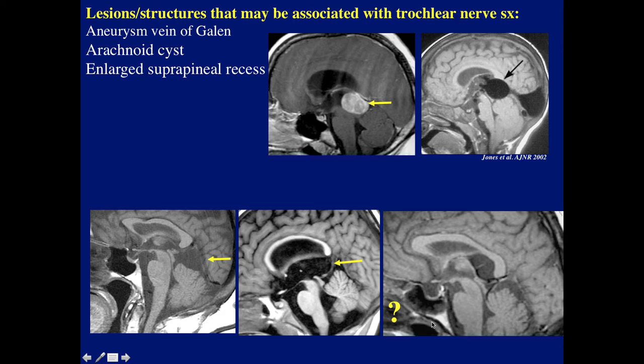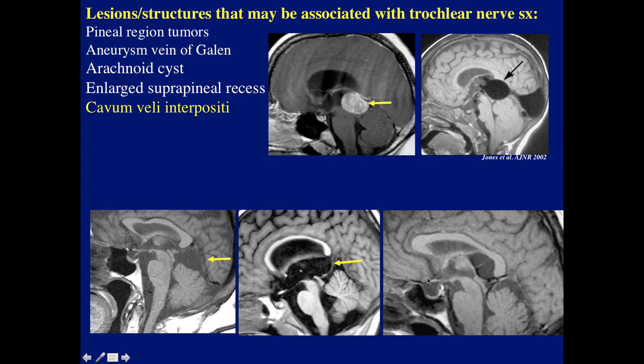Okay, one last possible cause of fourth nerve symptoms. What is the condition on this image? Correct. As Gino says, this is a cavum, not of the velum interpositum, but velum veli interpositi, which I will point out when I talk about the embryology and evolution of the ventricular system in another talk. But this was a cavum veli interpositi.